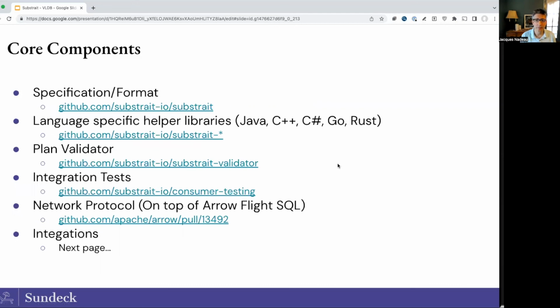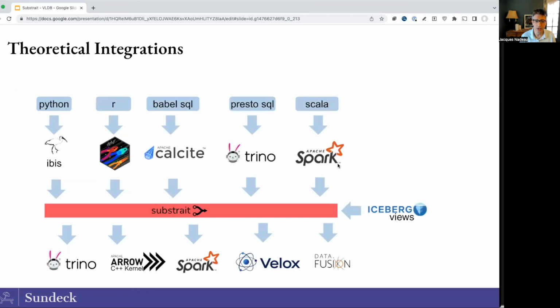In terms of the different parts to Substrate, we have our core components, which include the specification and format. We have the language-specific helper libraries, which are not required, but can help you work with the objects depending on which language you're working in. We also have a plan validator project, which you can take a plan, hand it to the validator, and the validator will identify any problems with the plan when that plan doesn't match the specification. We have integration tests, so you can actually test out whether or not different implementations of Substrate are working together. And we're actually in the process of adding a network protocol. This is being built on top of the Arrow Flight SQL protocol. And then we have a bunch of integrations.